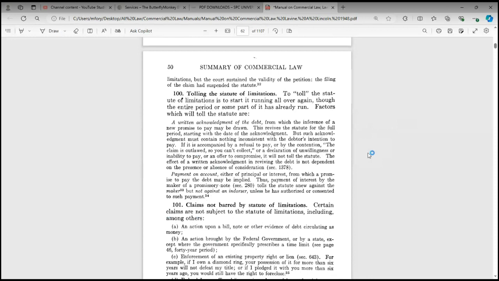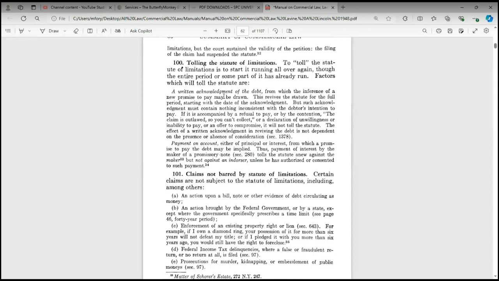To toll the statute of limitations is to start it running all over again, though the entire period or some part of it has already run. Factors which will toll the statutes are a written acknowledgement of the debt, from which the inference of a new promise to pay may be drawn. This revives the statute for the full period, starting with the date of acknowledgement. But such acknowledgement must contain nothing inconsistent with the debtor's intention to pay.